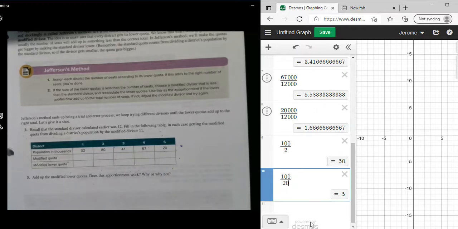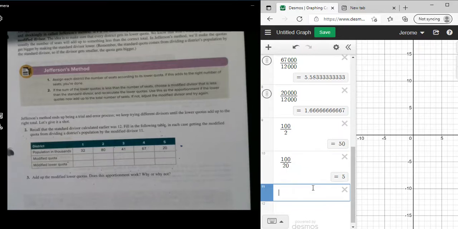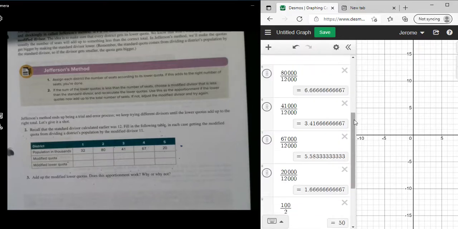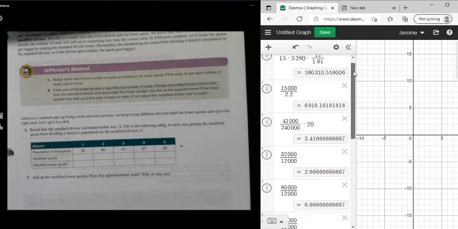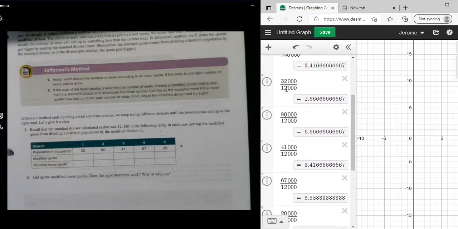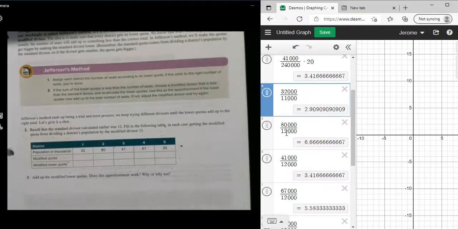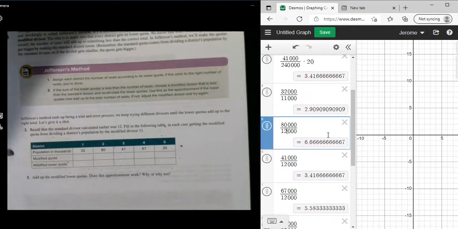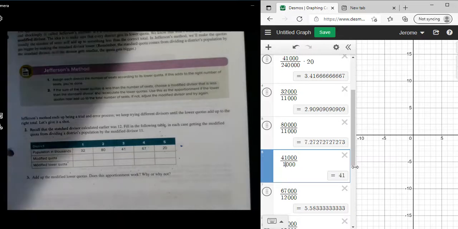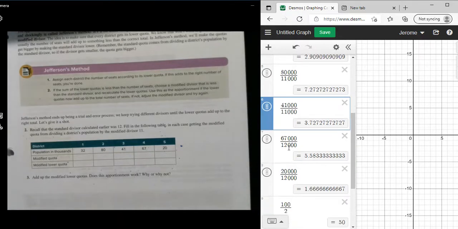Now, I'm not going to write this out. I'm going to put it on the calculator. And as a matter of fact, since I have all these values here, I would just change them to 11,000. That's one thing I like about Desmos. Just go back and change one number, and you don't have to retype all of them over again.